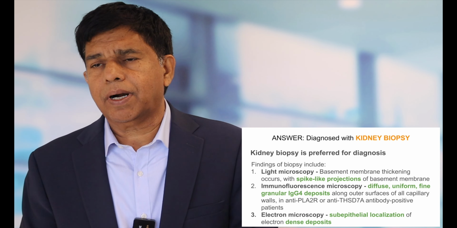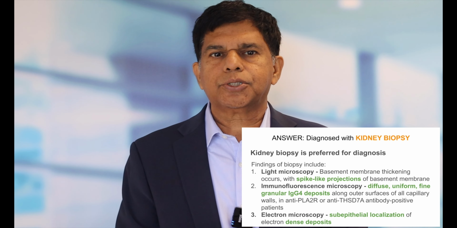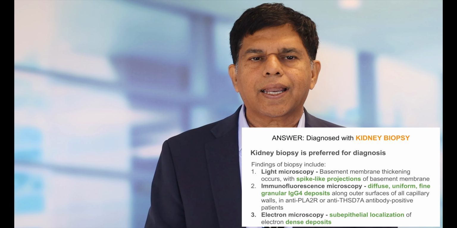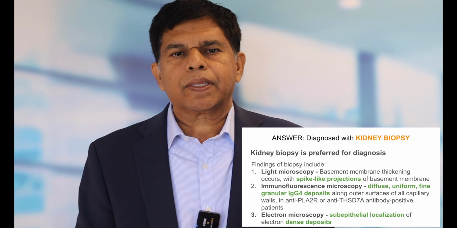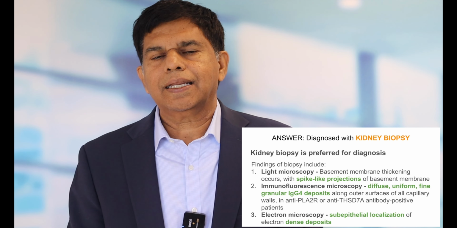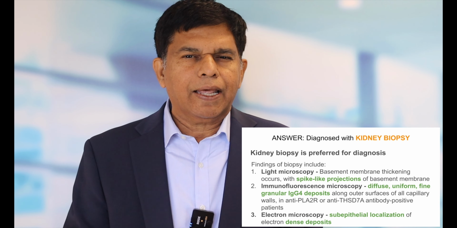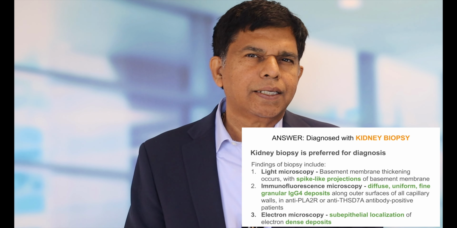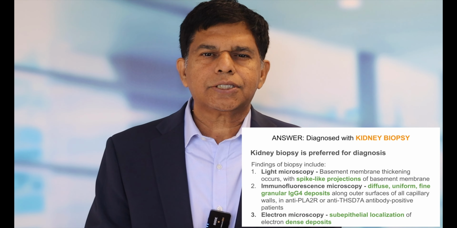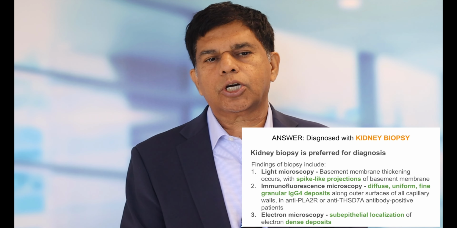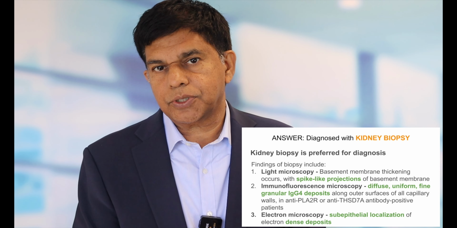So let's look at the kidney biopsy. What will you find in the kidney biopsy? You have to know what's seen in light microscopy, what is seen in immunofluorescence microscopy, and you have to know the electron microscopy. Light microscopy: membranous nephropathy shows basement membrane thickening and spike-like projections, okay? Immunofluorescence shows diffuse, uniform, fine, granular IgG4 deposits along the outer surface of all capillary walls, with anti-PLA2R or anti-THSD7A antibody positive patients, okay? And electron microscopy shows subepithelial, electron-dense deposits. That's what you're going to find.